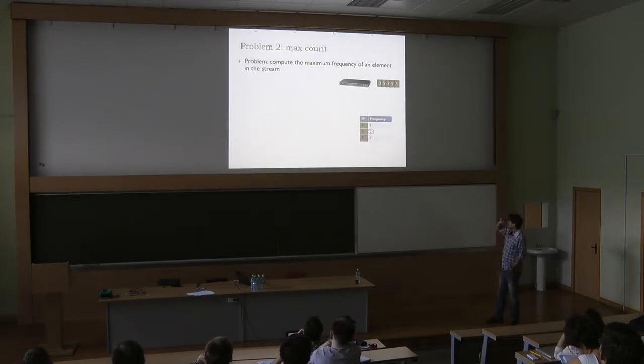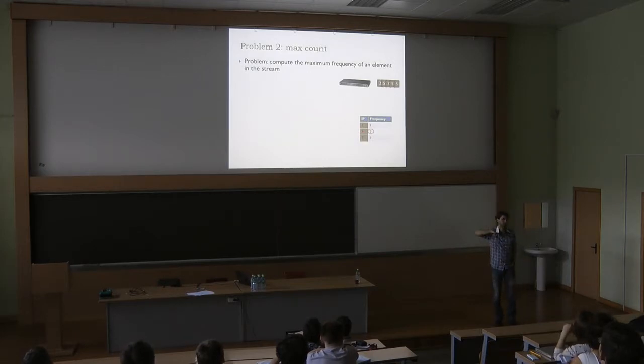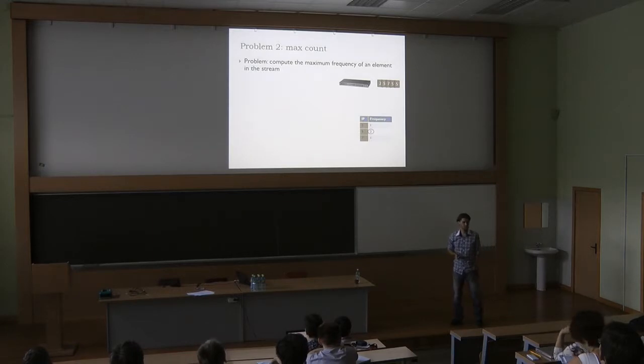Suppose the router has seen these elements, IPs 2, 5, 7, 5, 5. This would be the table. The max frequency will be 3. We would like the router, at the end of the day, when it's asked what the max frequency is, to say that the element 5 had frequency 3. That was the worst offender, I mean, it took a lot of traffic.